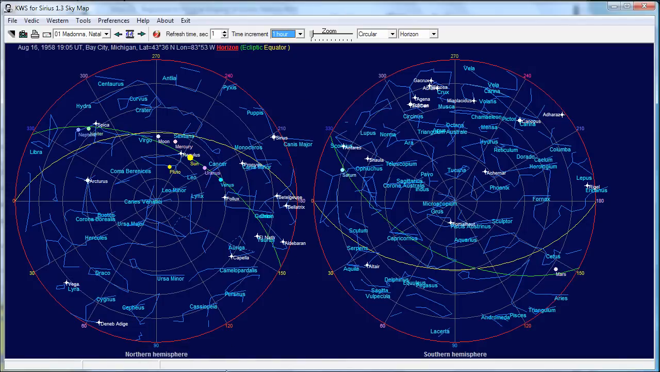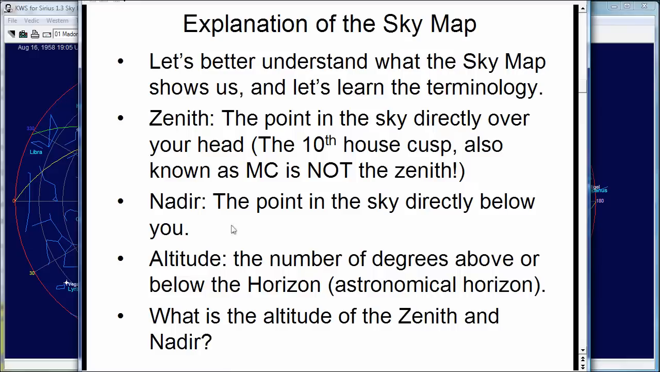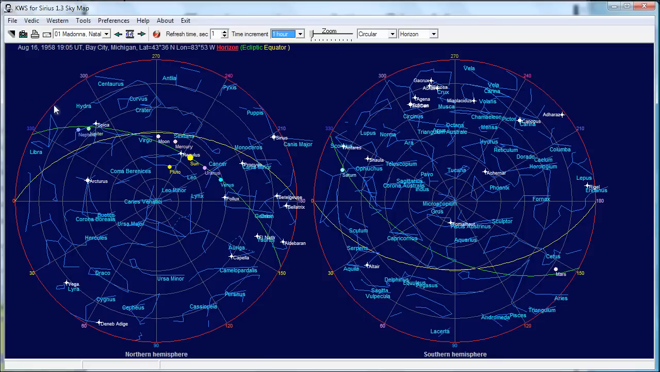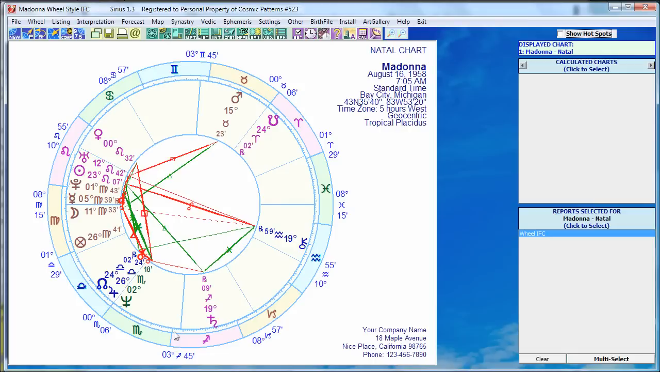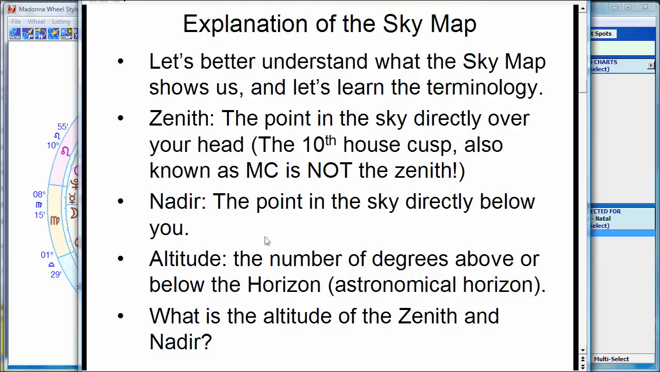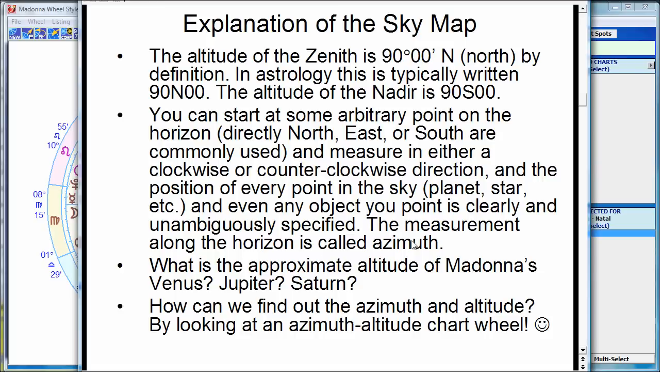Okay, so we're making a lot of progress, believe it or not. We now know what the zenith is. We know what the nadir is, the point. We know what altitude is. Altitude is the distance from the horizon measured directly to it, the number of degrees above or below the horizon. The altitude of the zenith is 90 north. I explained that. The altitude of the nadir is 90 south by definition.